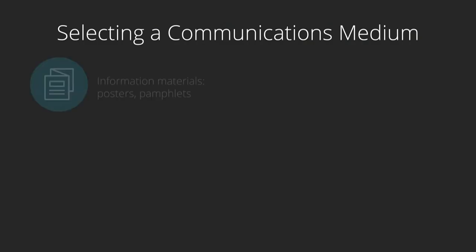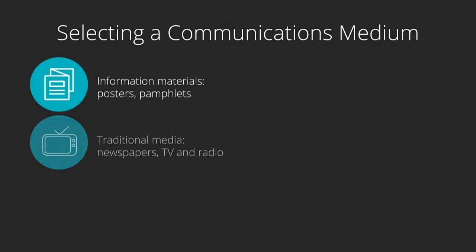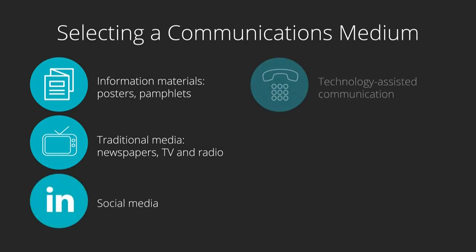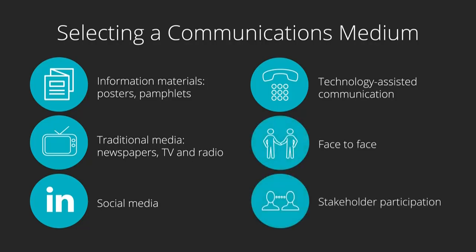In a risk communication effort, there are many types of information products that can be developed. These are associated with different channels of dissemination. The right tools or a combination of tools will depend on the topic, the available resources, and the objective. The basic categories to choose from include information materials, traditional and social media, technology-assisted communication, face-to-face communication, and consultation.